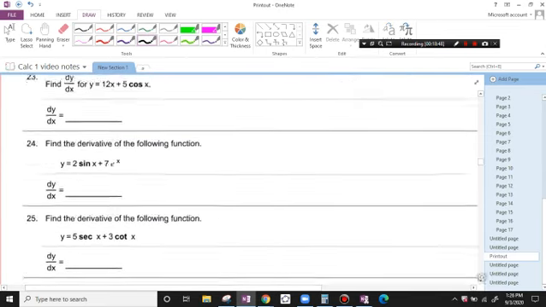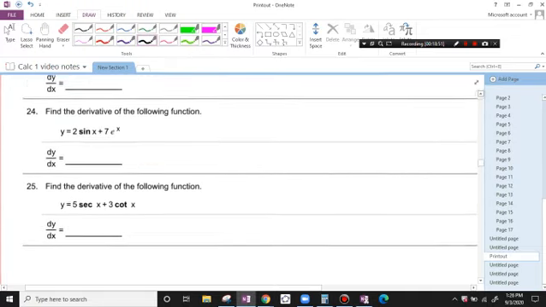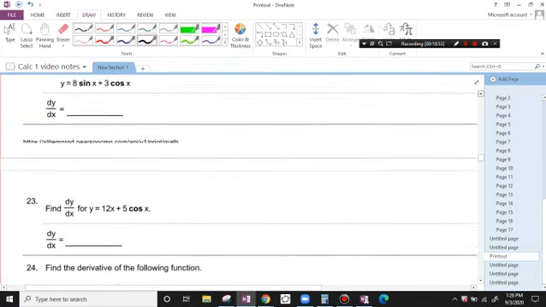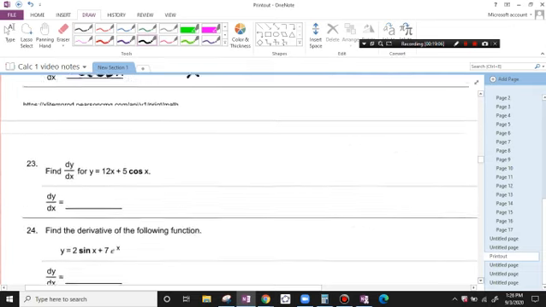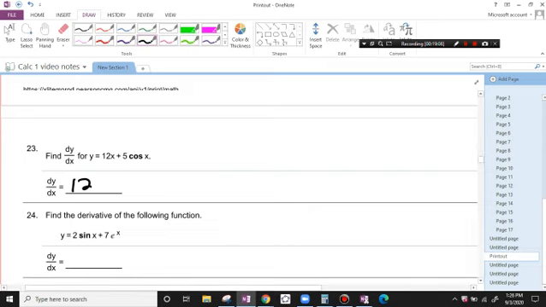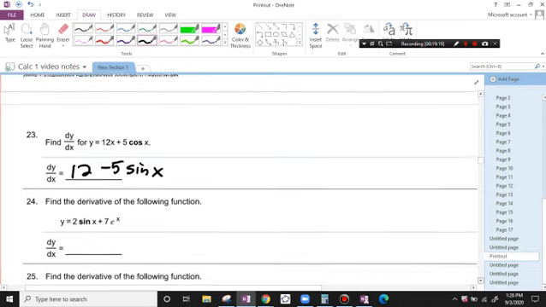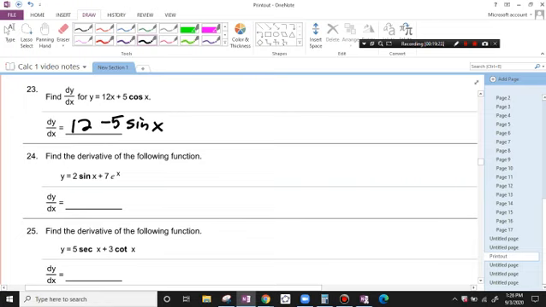22 just asks for the derivative. The derivative of sine is cosine, so it's 8 cosine x, and the derivative of cosine is negative sine. The derivative of 12x is 12. The derivative of cosine is negative sine. We'll just keep the 5 there. The derivative of 2 sine x is 2 cosine x. The derivative of e to the x is itself, and you just hold the 7.